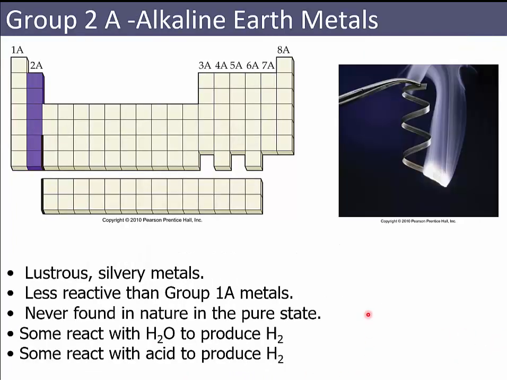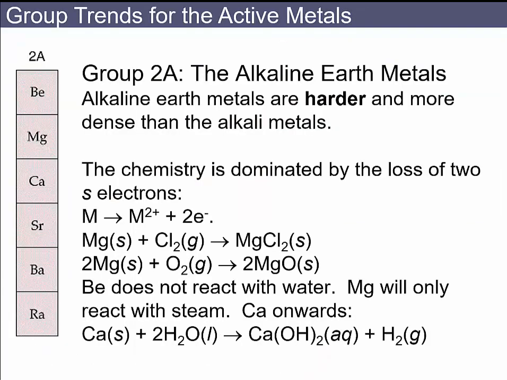Group 2A, alkaline earth metals, are lustrous silvery metals. They're less reactive than their Group 1A counterparts, but they're still never found in nature in a pure state. Some will react with water to form H2 gas, and some will react with acid to form H2 gas. The Group 2A alkaline earth metals are harder and more dense than the alkali metals, but their chemistry is dominated by the loss of two s electrons.